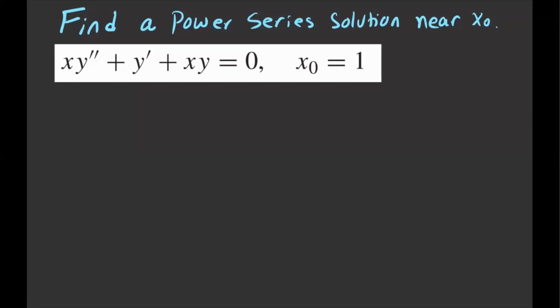For this example, we're going to find a power series solution near x naught. Here, our x naught is given to be 1. So we're centering not at 0, but at 1. So the solution will look slightly different.